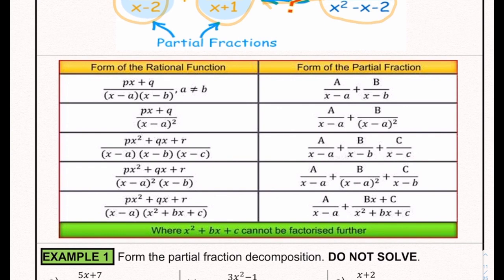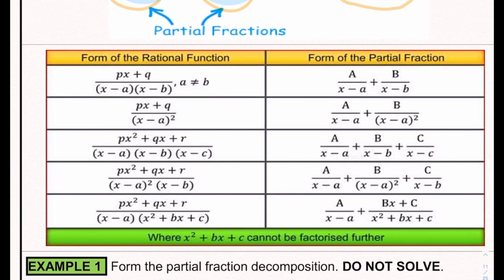So here's a case where my p of x is px plus q divided by x minus a times x minus b. Here a should not be equal to b. If a is equal to b, then it's going to be one and the same, so therefore we have factors with multiplicity. In that case, what do you do? Very simple. You're going to rewrite this as A over x minus a plus B over x minus b. As simple as that. This is a constant. That's another constant. That's it.